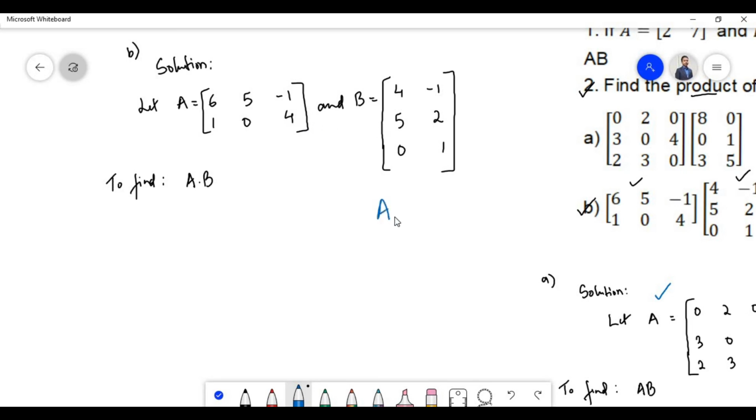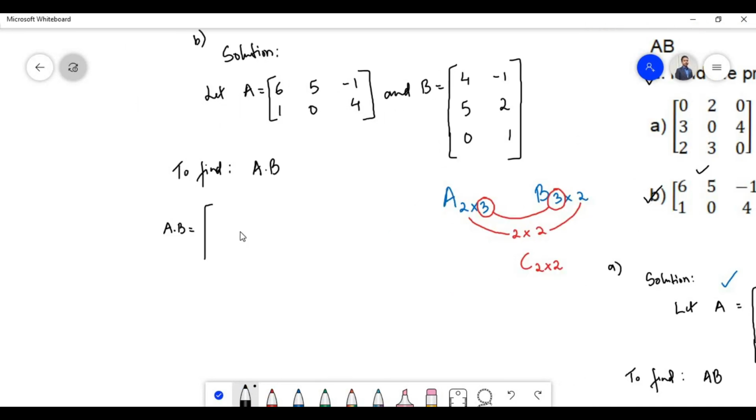Now, matrix A is of order 2 cross 3 since there are 2 rows and 3 columns. And matrix B is of order 3 cross 2 since there are 3 rows and 2 columns. Now, since the number of columns of the first matrix A is equal to the number of rows of the second matrix B, therefore the two matrices are conformable for multiplication. That is, we can find the product of the two matrices. Now, the resulting matrix will have an order of 2 cross 2. That is, it will have 2 rows and 2 columns.